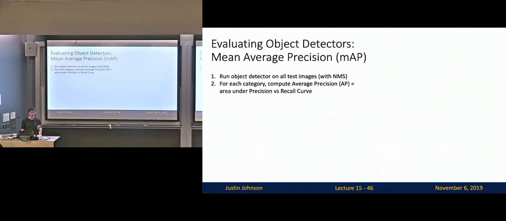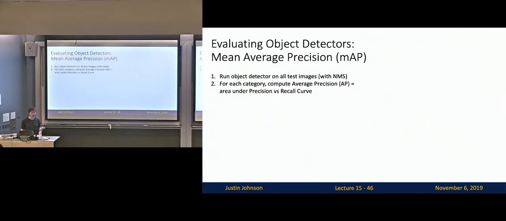What we're going to do is compute a metric called mean average precision. This is basically the standard metric that everyone in object detection uses to compare their object detectors. To do it, we first run our trained object detector on all of the images in the test set, and then we use non-max suppression to eliminate duplicate detections. After this, we'll be left with a bunch of detected boxes for each image in the test set, and for each of those boxes, we'll have a classification score for each of the categories that we care about.